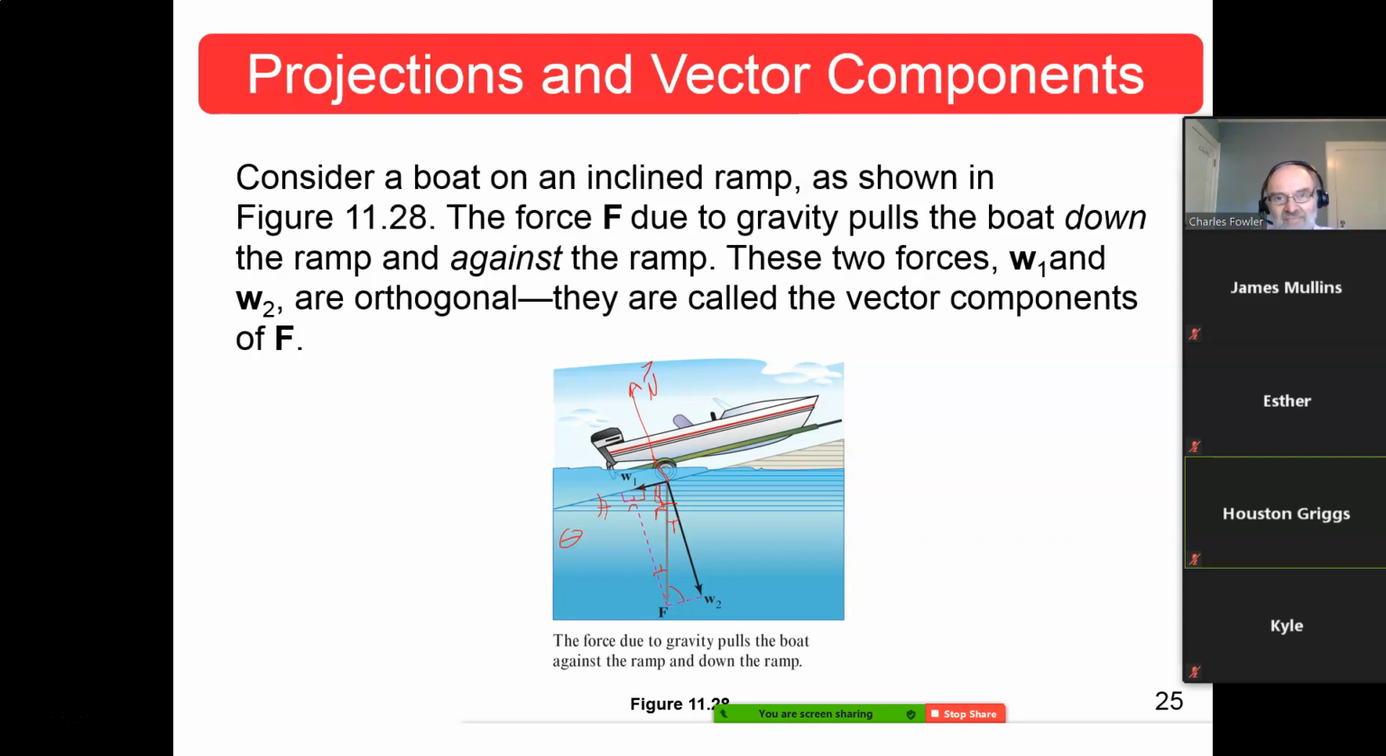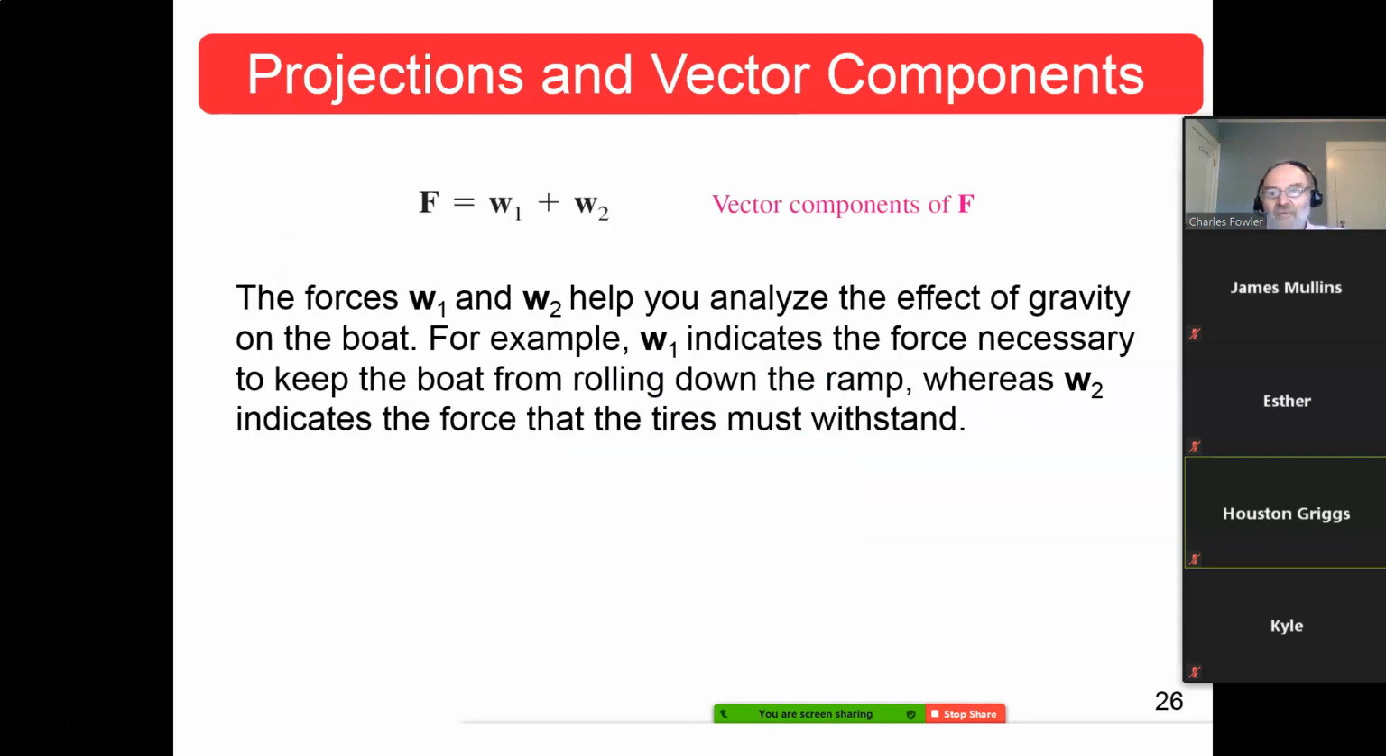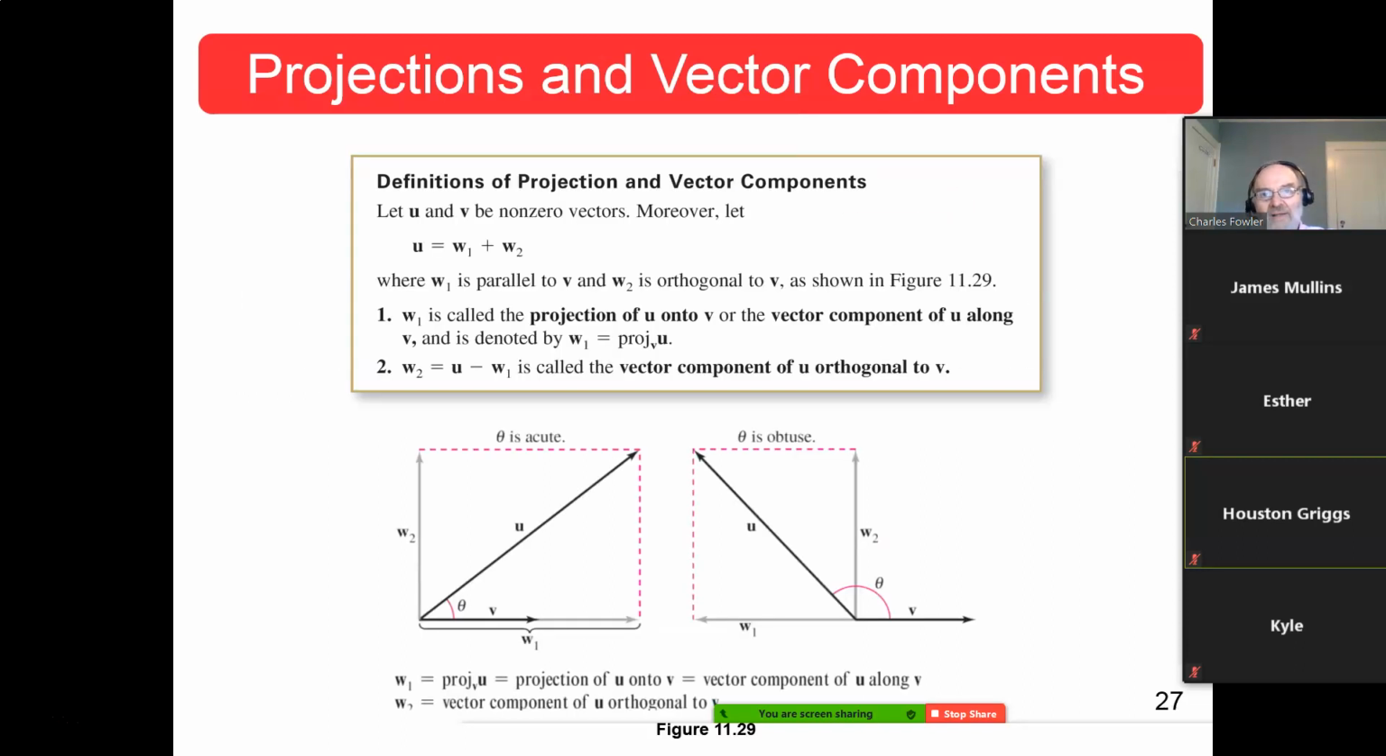Okay, carrying on. The forces W1, parallel to the plane, and W2, perpendicular to the plane, help you analyze the effect of gravity on the boat. For example, W1 indicates the force necessary to keep the boat from rolling down the ramp, whereas W2 indicates the force that the tires must withstand perpendicular to the ramp. So here are your definitions of projection and vector components.